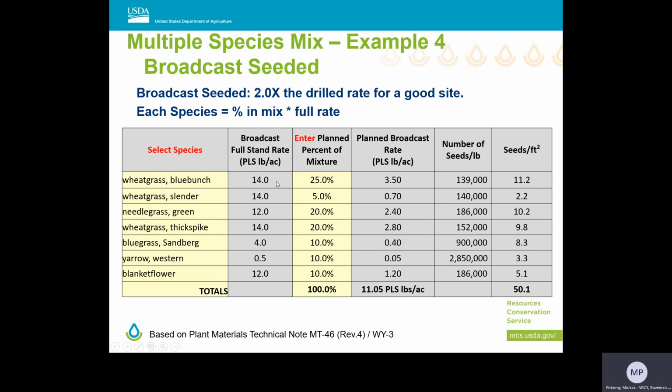Then again, to look at the proportion of each species in the mix, we use the same calculation. We take the full stand rate for broadcast seeding, multiply that by the percent of the species in the mix, and we get the planned broadcast rate of 3.5 PLS pounds per acre. I want you to notice again on this example that by doubling the seed mix, we are now doubling the target number of seeds that we want per square foot in the broadcast seeding.